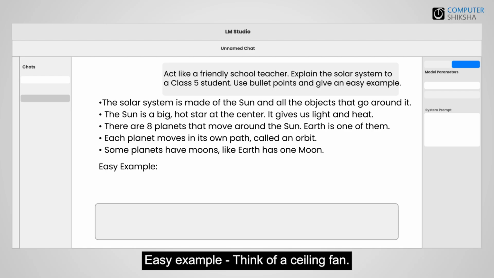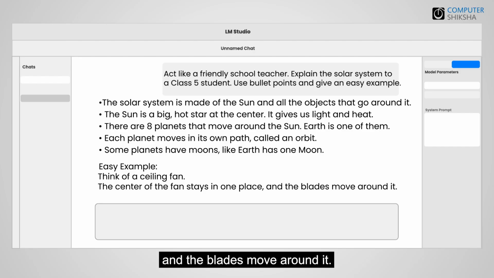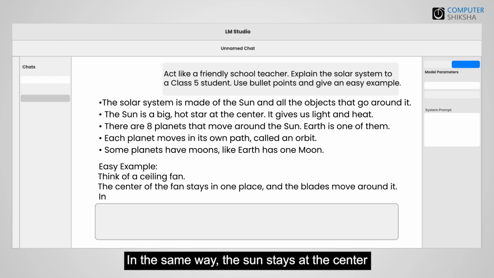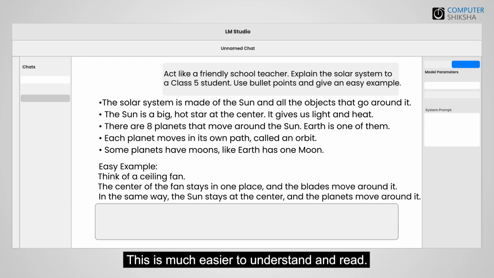Easy example. Think of a ceiling fan. The center of the fan stays in one place and the blades move around it. In the same way, the sun stays at the center and planets move around it. This is much easier to understand and read.